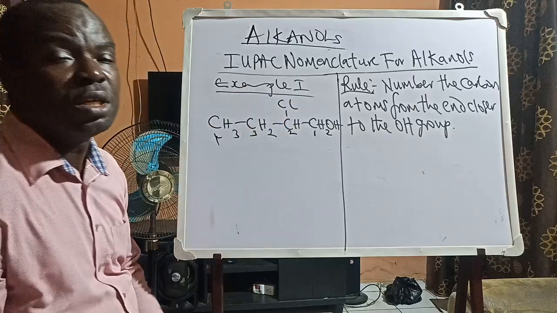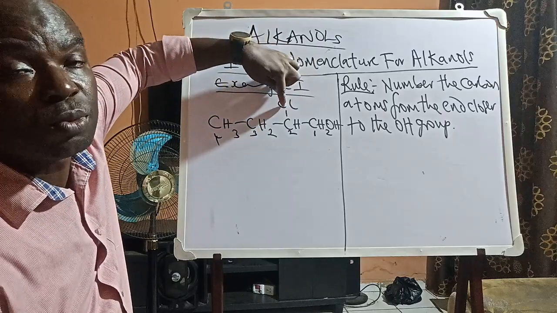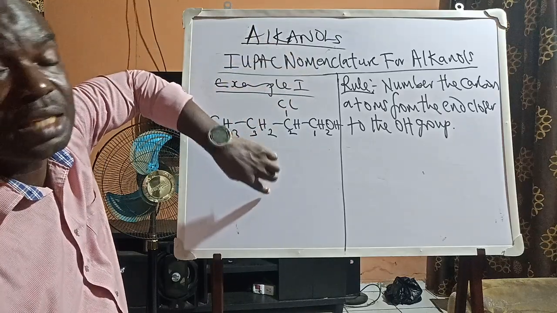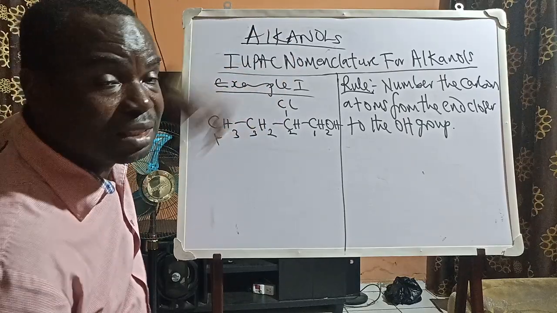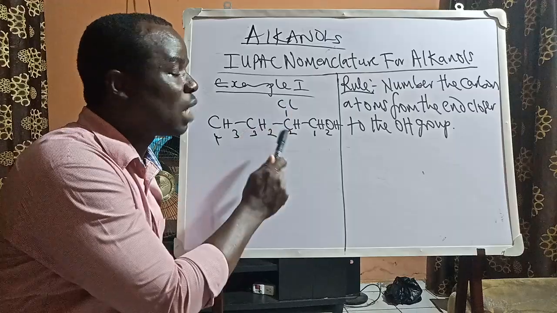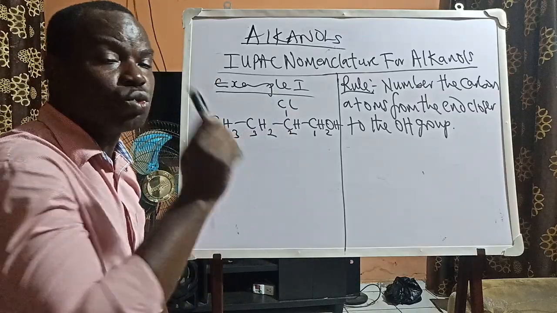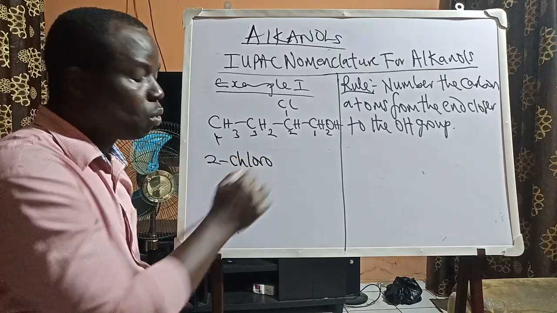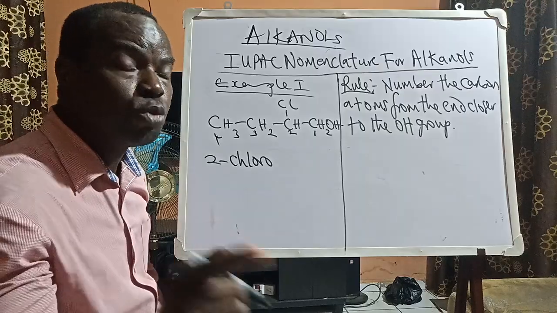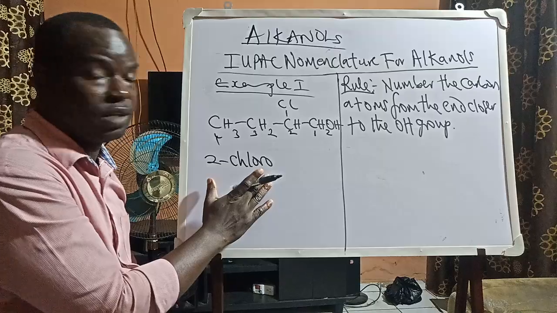The name will now be, if you look at it, anything that goes up or down is a branch. So this Cl is a branch and it belongs to carbon number what? Carbon number 2. So we call it 2-chloro, because it belongs to carbon number 2. Okay? Take note of that.